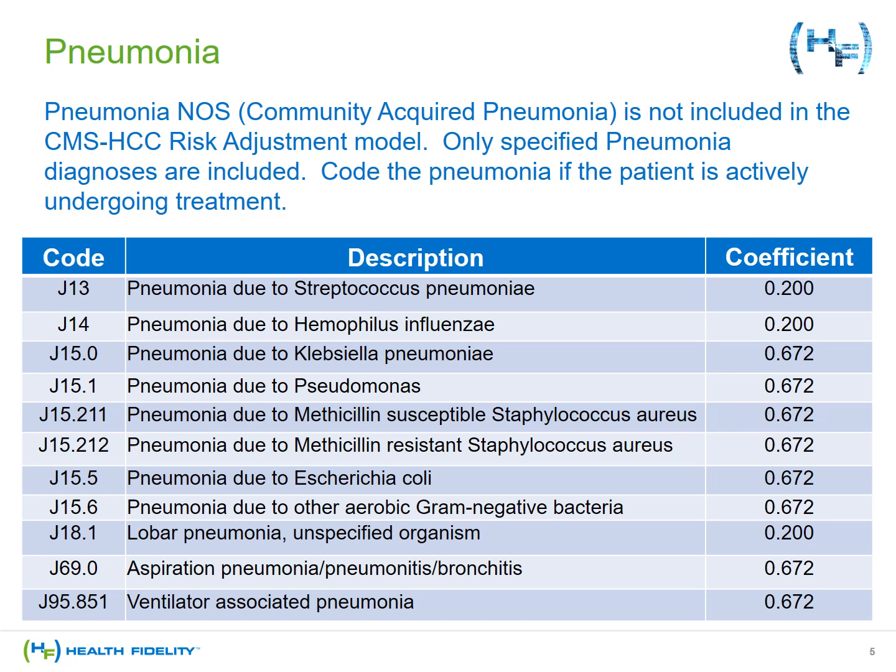It is always best to identify the specific organism if possible, or even the organism class, such as a gram-negative pneumonia. If you do not know the type, then sometimes the mechanism, such as an aspiration or ventilator-associated pneumonia, can be identified and coded. Finally, please be aware of an unspecified diagnosis of lobar pneumonia, which also has an HCC coefficient.